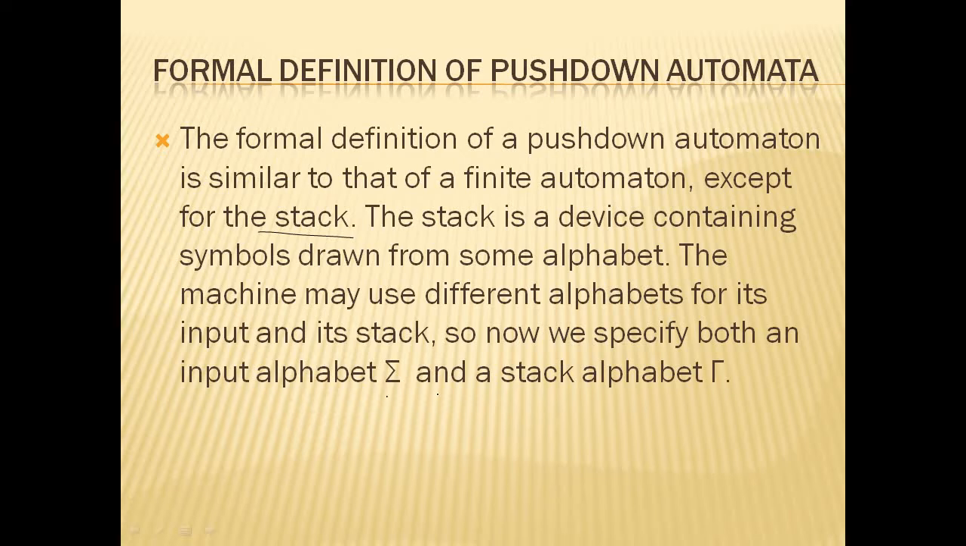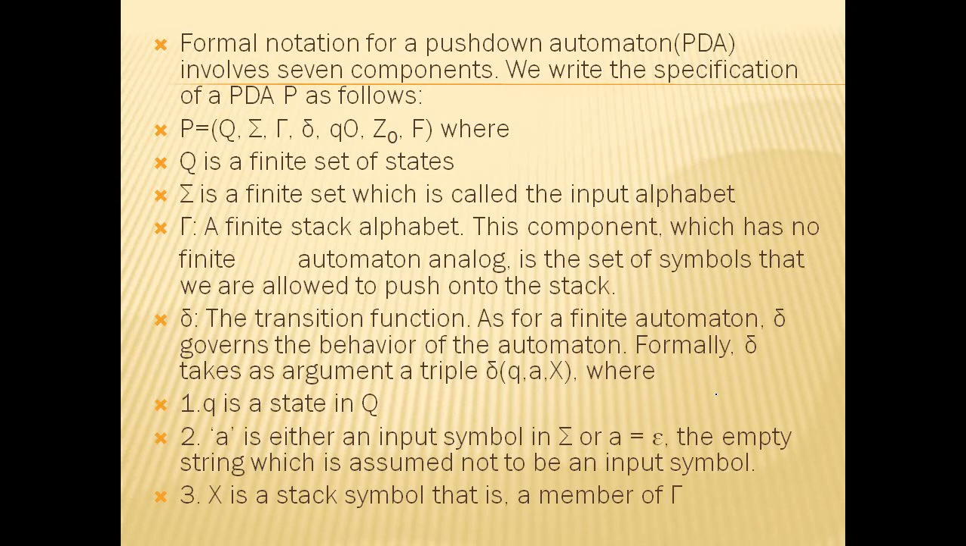Generally input is represented with sigma and stack is represented with the tau symbol. We call it gamma of t. So the formal notation of the pushdown automata is P equal to Q comma sigma comma tau comma delta comma q naught comma z naught comma F, where Q is a set of states, sigma is the input symbol. Okay, so this tau is the stack alphabet.